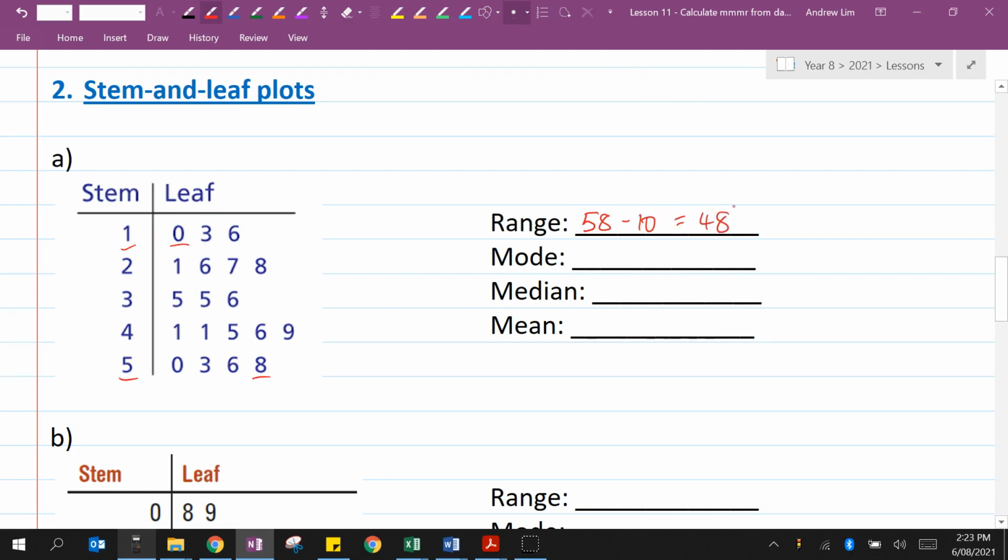The mode is the most common or most frequent. We've got 10, 13, 16, 21, 26, 27, 28, 35, 35. Okay, so there's 2 35s. 36, 41, 41. Okay, there's 2 41s. 45, 46, 49. Okay, so there are 2 modes. They are 35, because there are 2 35s, and 41.